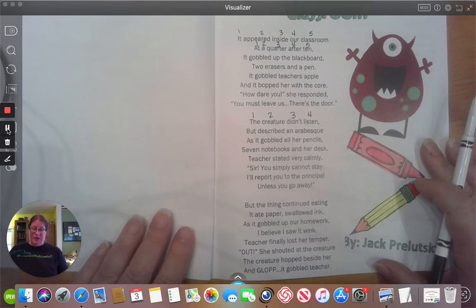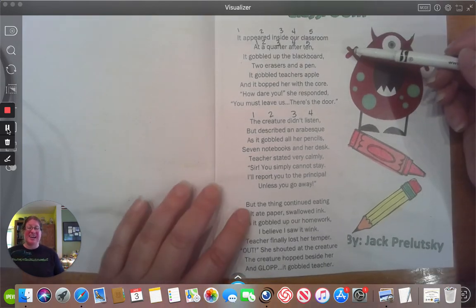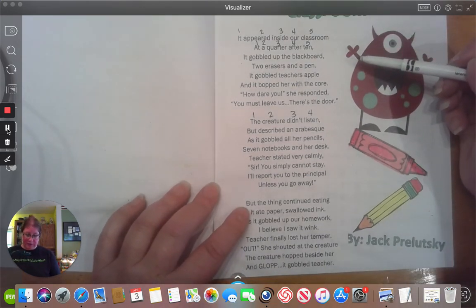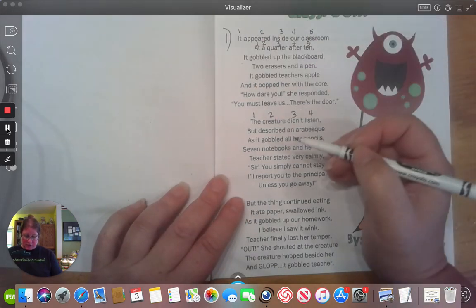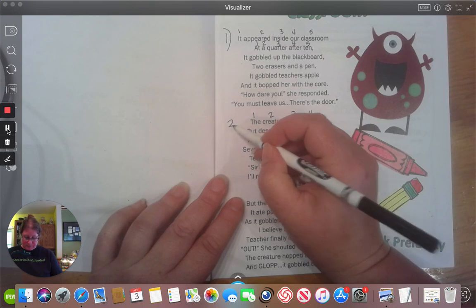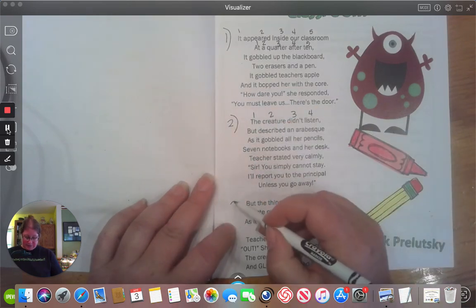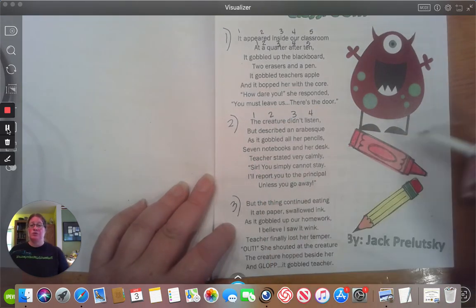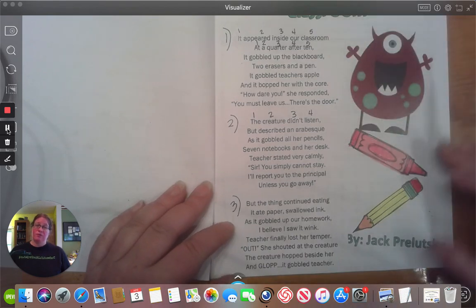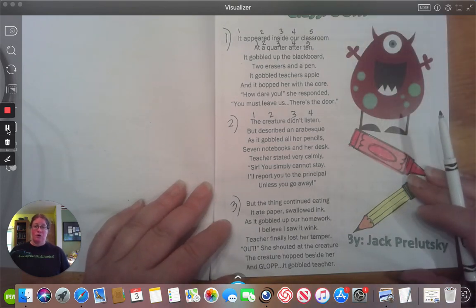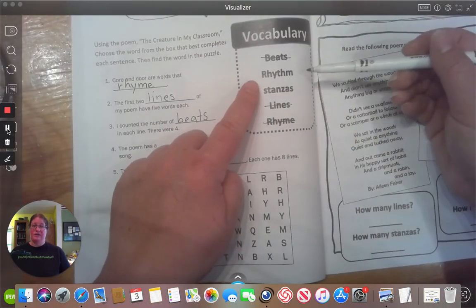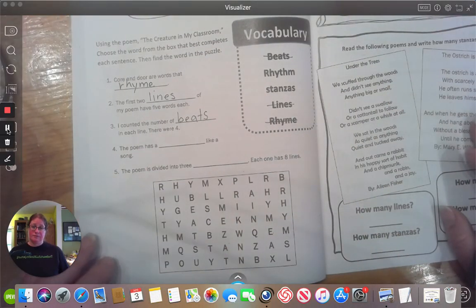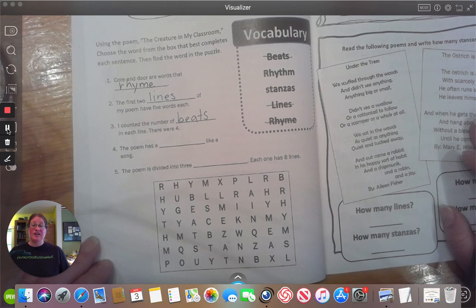But we have, if we were going to number this, kind of like paragraphs when we number, we would number this number 1, number 2, and number 3. Who remembers what those parts were called from the poem? Was it called a rhythm or a stanza? I'll let you finish completing this page all on your own.